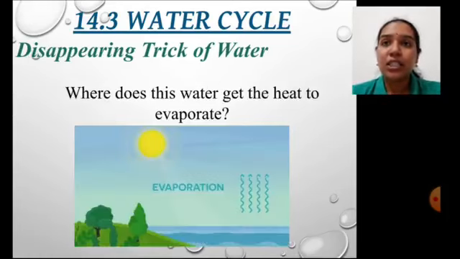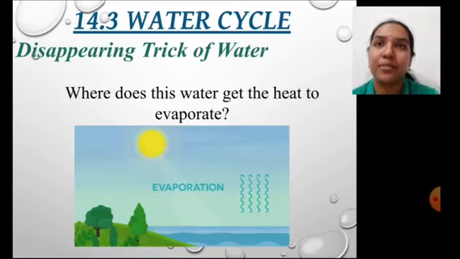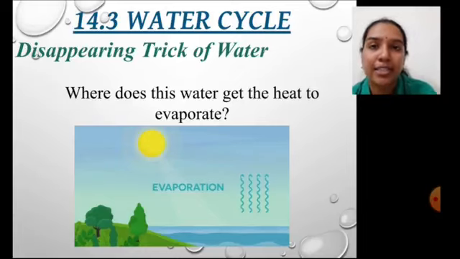We just learned that for water to get converted into vapor, it needs to be heated. But from where does the water get its heat? It is from the sunlight in most cases.